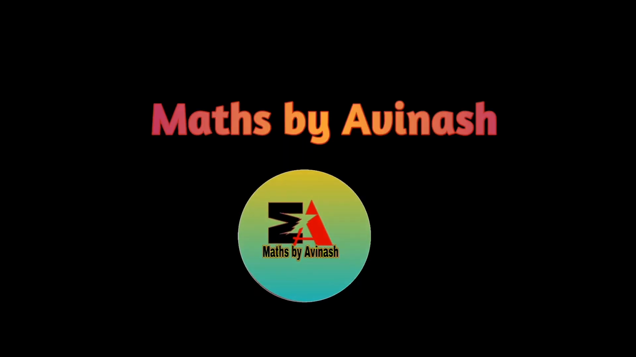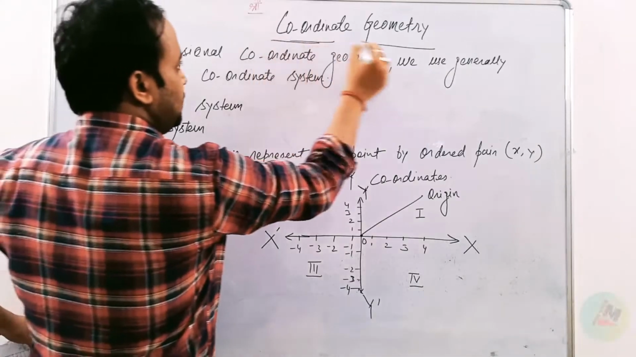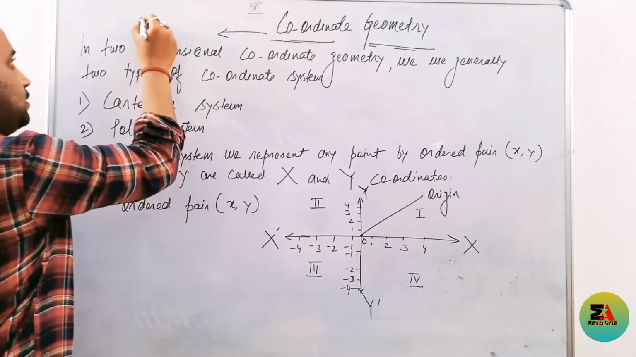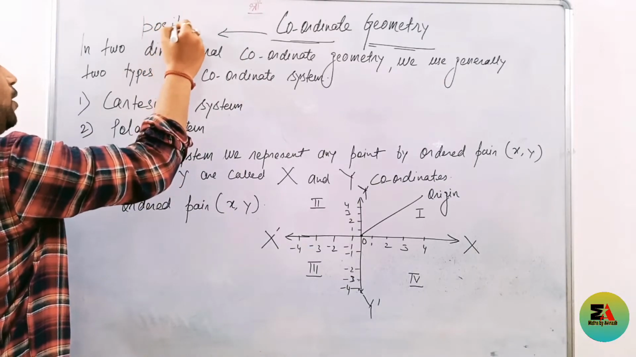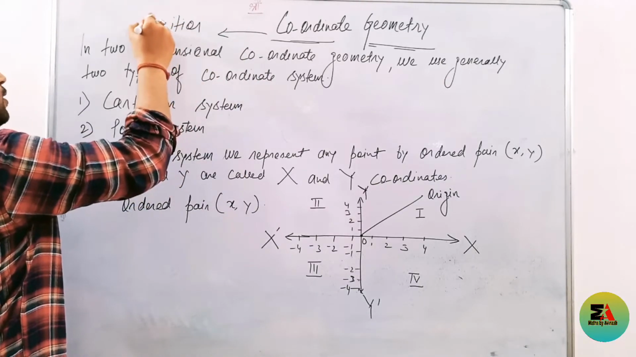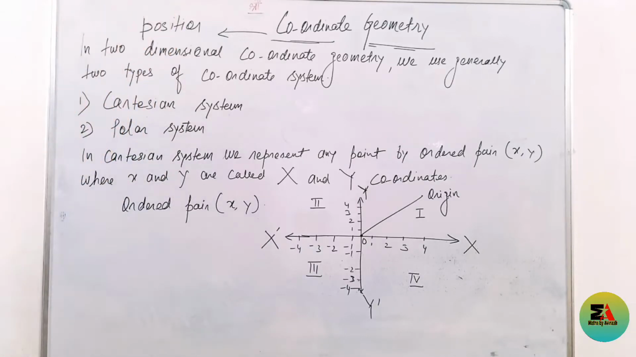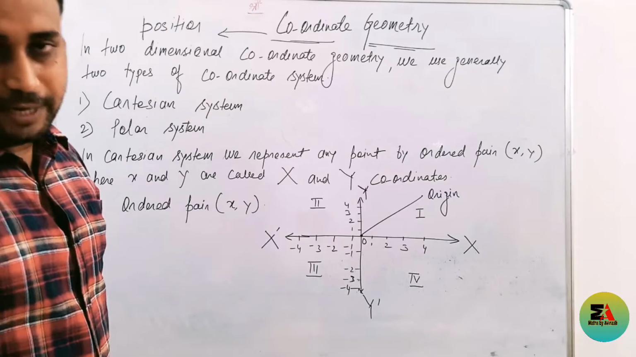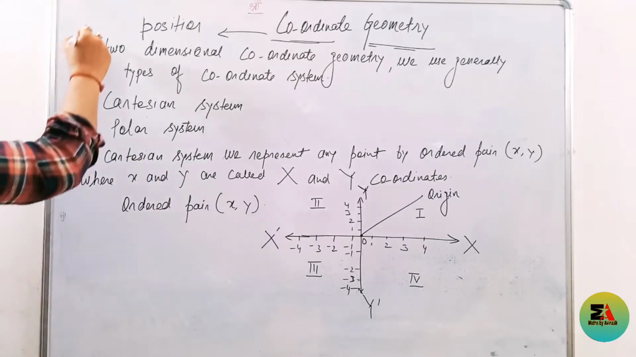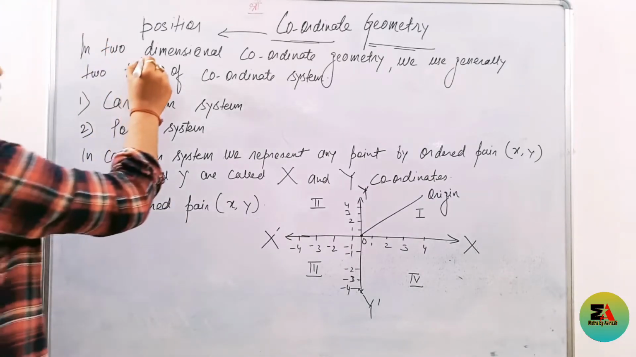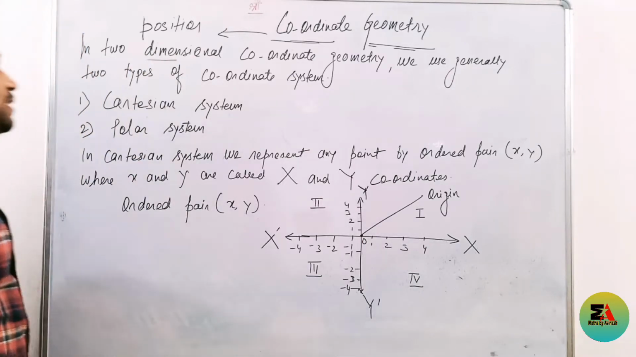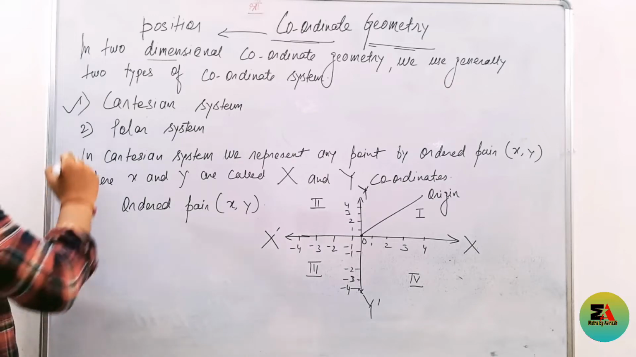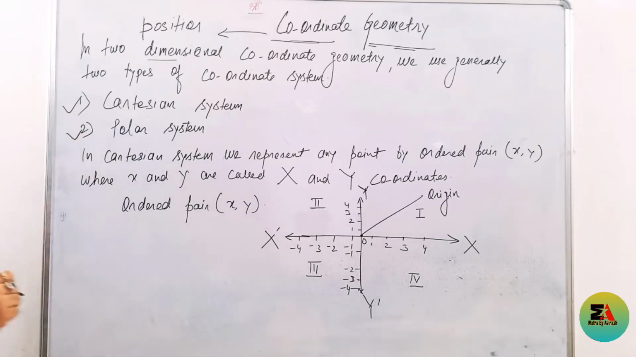See, what is the basic meaning of coordinate? The basic meaning of coordinate is position. In coordinate geometry, we just have to locate the position of certain values of x and y. Now, in two-dimensional coordinate geometry, we generally use two types of system. The first one is the Cartesian system and the second one is the polar system.